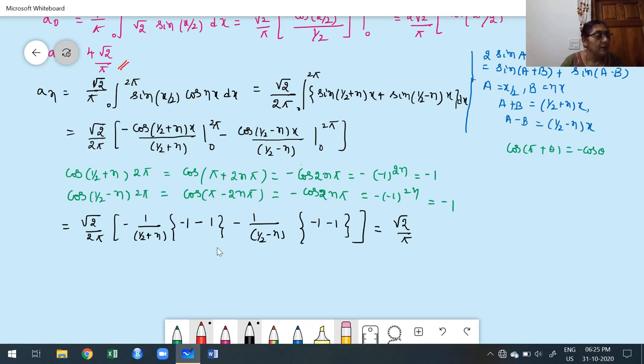Once you take 2, then the 2 cancels. What's the remaining now? 1 by half plus n plus 1 by half minus n. Okay. Now here, before moving to the next step, with the half, I'm going to simplify. Take 2 in the denominator as LCM, 1 plus 2n, and 1 minus 2n. 2 comes in the numerator. Both numerators have 2, take it outside. What do we get actually? 2 root 2 divided by pi of 1 by 1 plus 2n plus 1 by 1 minus 2n.